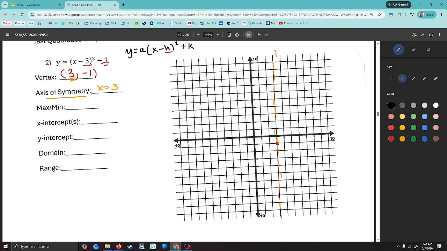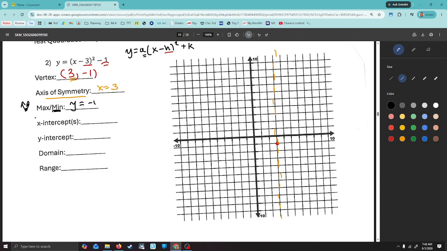All right, is it a max or a min? Because the a value is positive, it goes up like this, which means I have a lowest value possible. So it's a min. The min is just going to be the k value. So it's y equals -1.